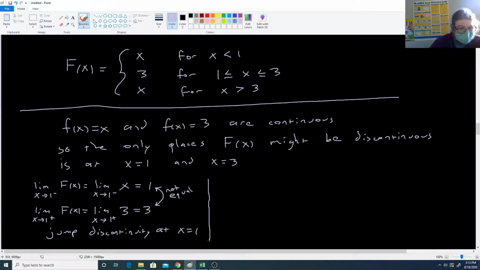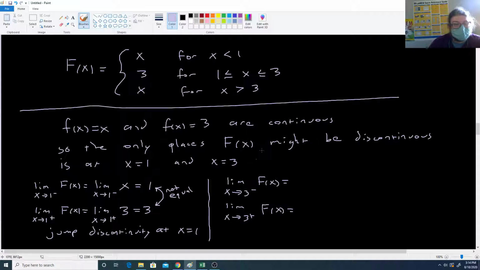So then let's look at what's going on at x equals 3. Since my left-hand and right-hand limits didn't match up at 1, I got a jump discontinuity at x equals 1. If I look at x equals 3 now to see what's going on there, what is the limit as x approaches 3 from the left of our function? And how about the limit as x approaches 3 from the right?